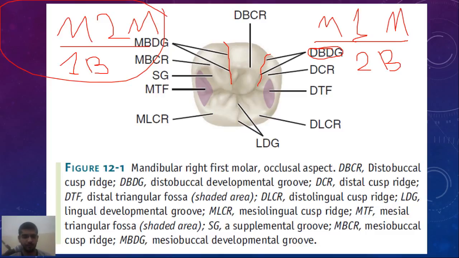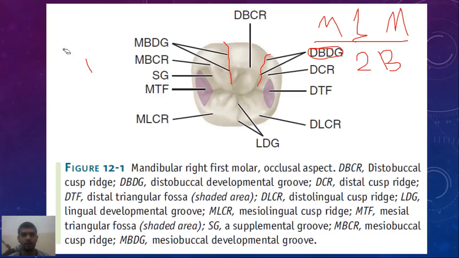So in the mandibular first molar, we have a distobuccal developmental groove and a mesiobuccal developmental groove and a single lingual developmental groove. This is the central developmental groove, and these are supplemental grooves. We also have a mesial triangular fossa and a distal triangular fossa.